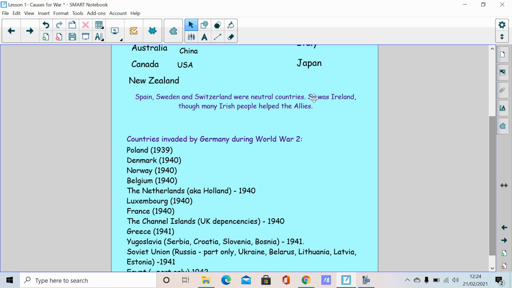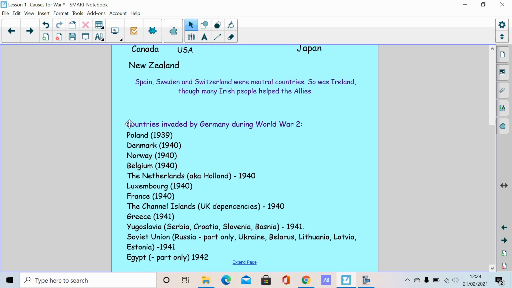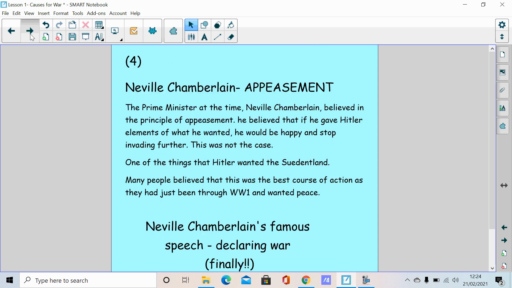We'll look in a little bit more detail into Japan later in the topic. Spain, Sweden, and Switzerland were neutral countries. So was Ireland, though many Irish people helped the Allies. These three countries, Spain, Switzerland, and Sweden, stayed out of the war as much as they could. But these were all the countries that were eventually invaded by the Germans. A huge amount of area was covered by the Germans or occupied by the Germans.